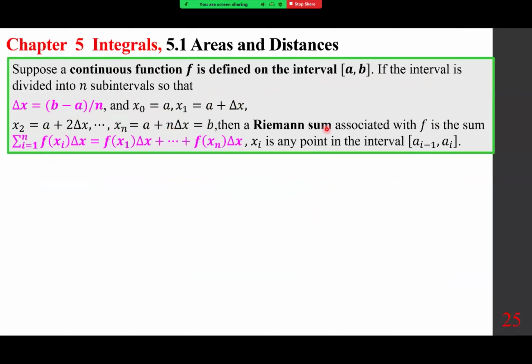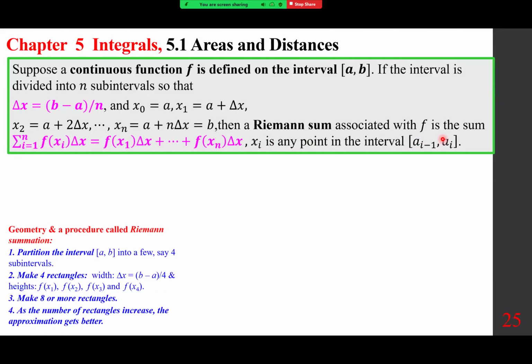a Riemann sum associated with f is the summation of i going from 1 to n of f of x sub i delta x, which is f of x sub 1 times delta x, all the way to f of x sub n times delta x. x sub i is any point in this subinterval of a sub i minus 1 to a sub i. So here's the geometry and procedure that is called the Riemann sum.